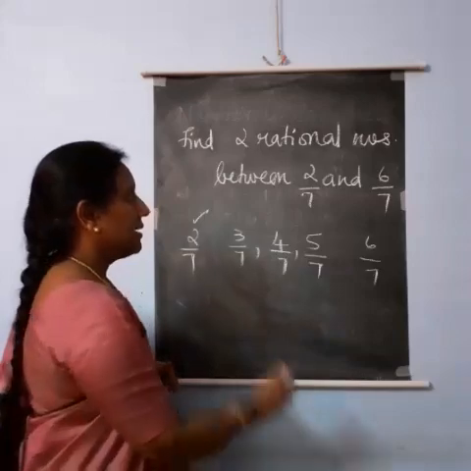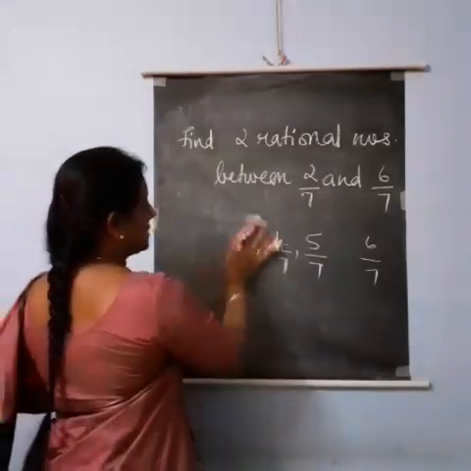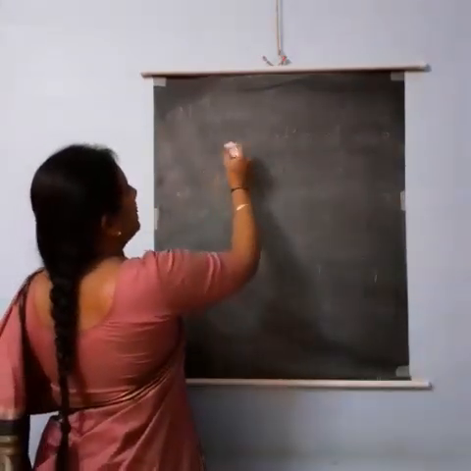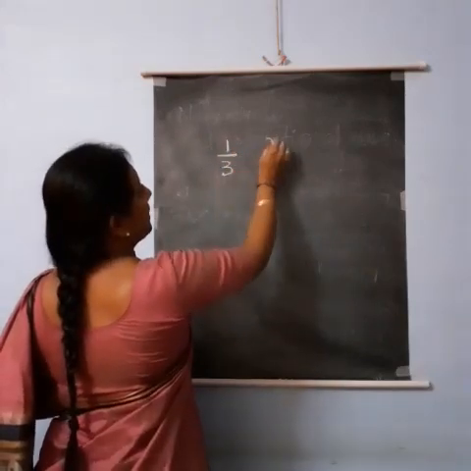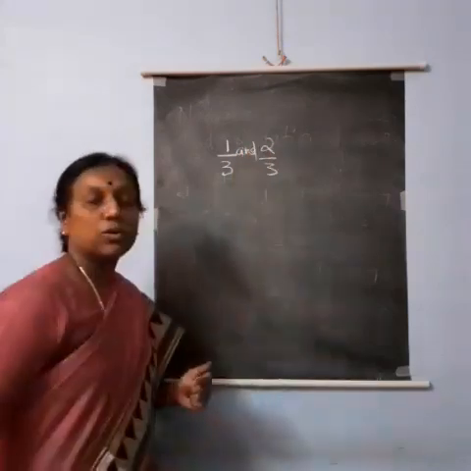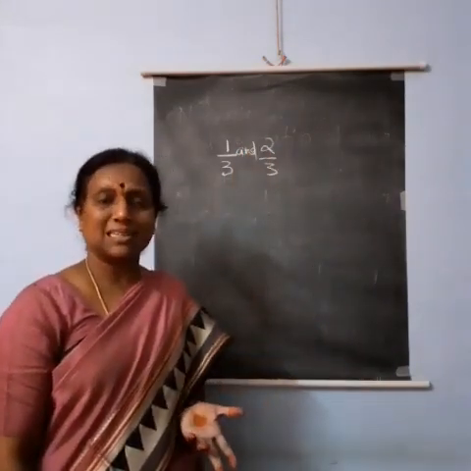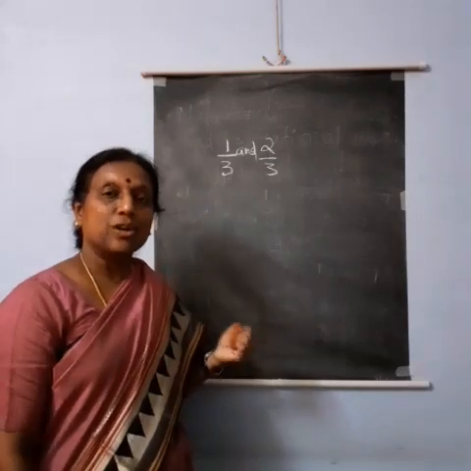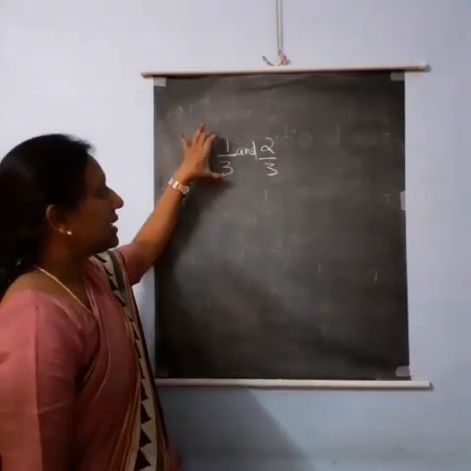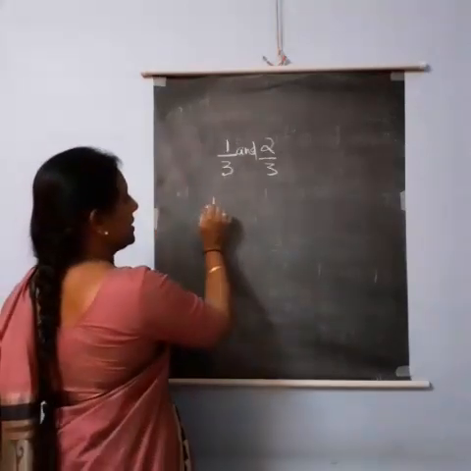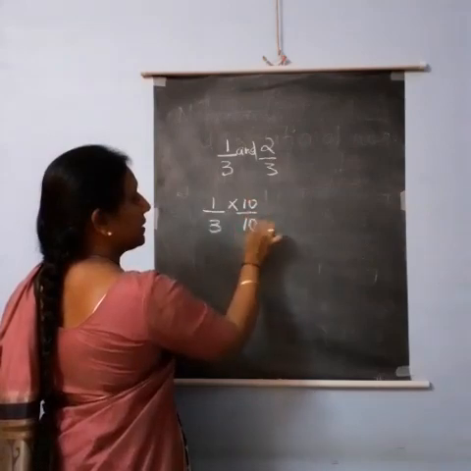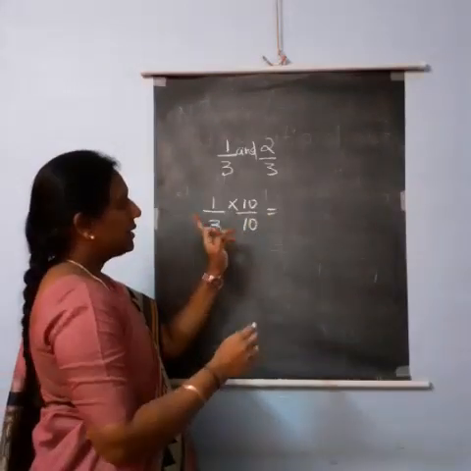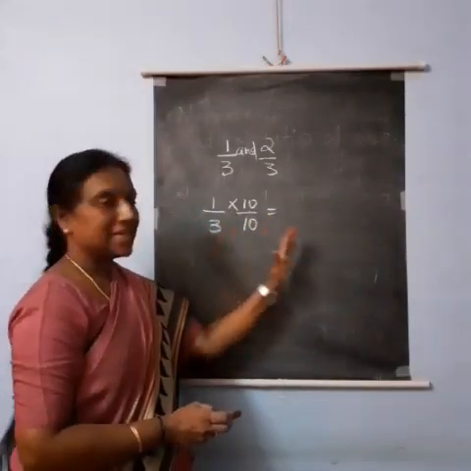Now supposing they ask, how do you find 3 rational numbers between 1 by 3 and 2 by 3? How will I find it? There are no numbers between 1 and 2 for me to write down, correct? So what I can do is multiply this fraction, 1 by 3, into 10 by 10. When I multiply by 10 by 10, actually I am multiplying by 1. If I cancel, I get 1. So I am not changing the value of 1 by 3. I am getting an equivalent fraction.